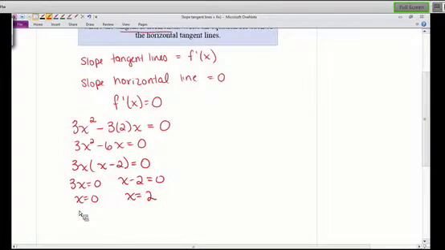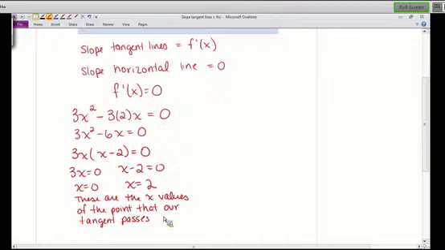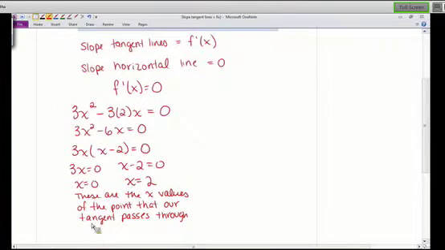So what these values represent, these are the x values of the point that our tangent passes through. I'm just writing this down. These are the x values of the point that our tangent passes through.